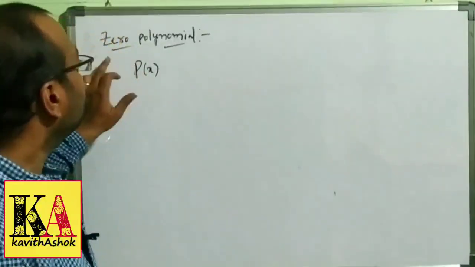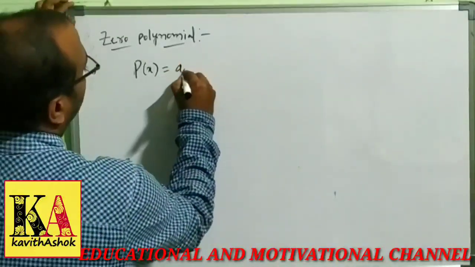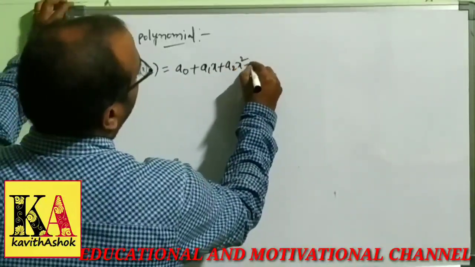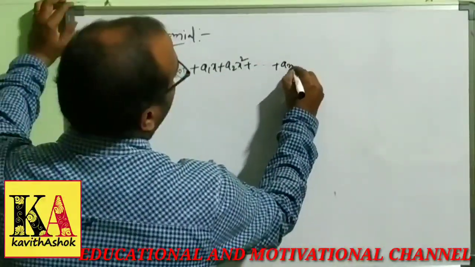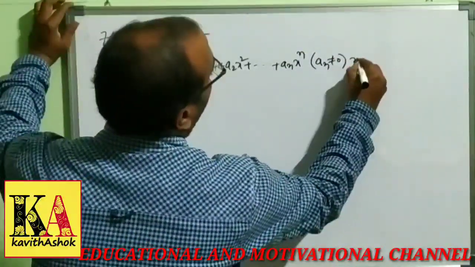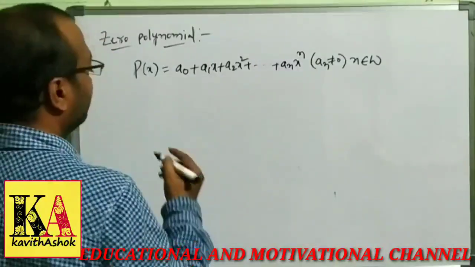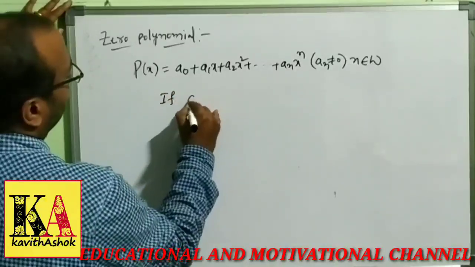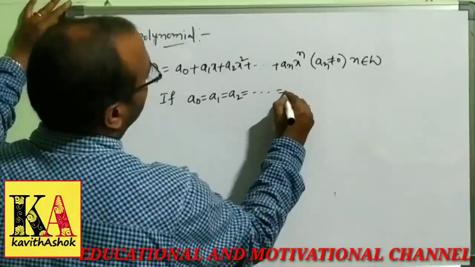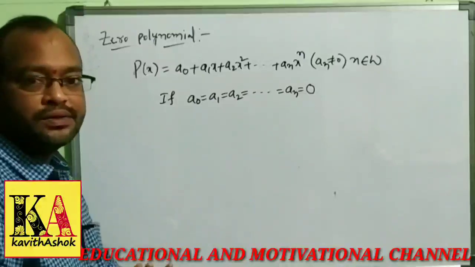Right. So zero polynomial. We already know p of x is equal to a0 plus a1x plus a2x square plus so on, an x to the power of n, where an is not equal to 0 and n belongs to W. This is an nth degree polynomial in x. If a0 is equal to a1 is equal to a2 is equal to so on, an is equal to 0, all the coefficient values become 0.